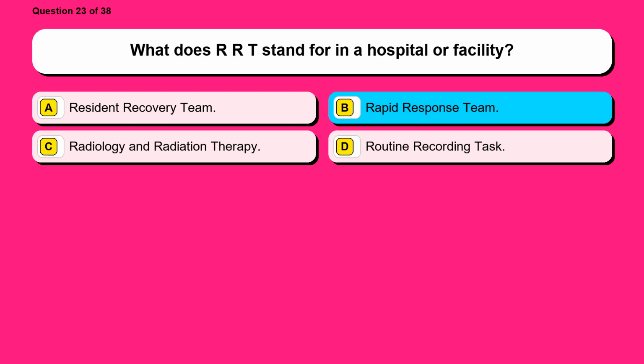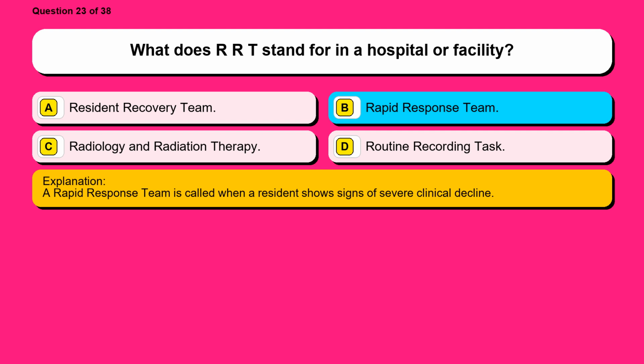The correct answer is option B. Rapid Response Team. A rapid response team is called when a resident shows signs of severe clinical decline.